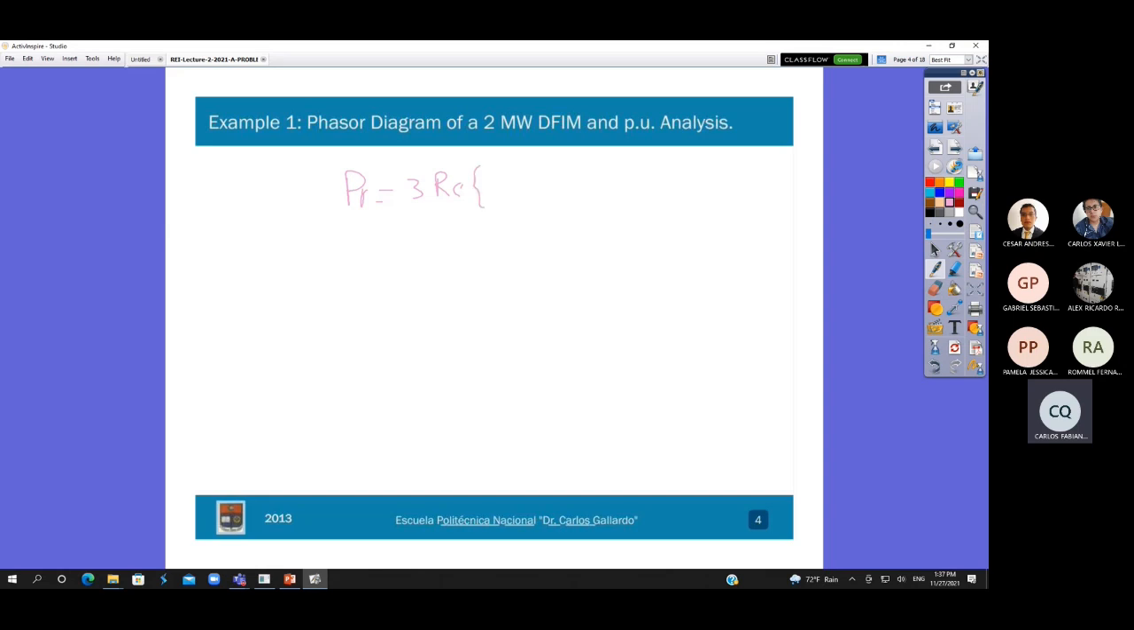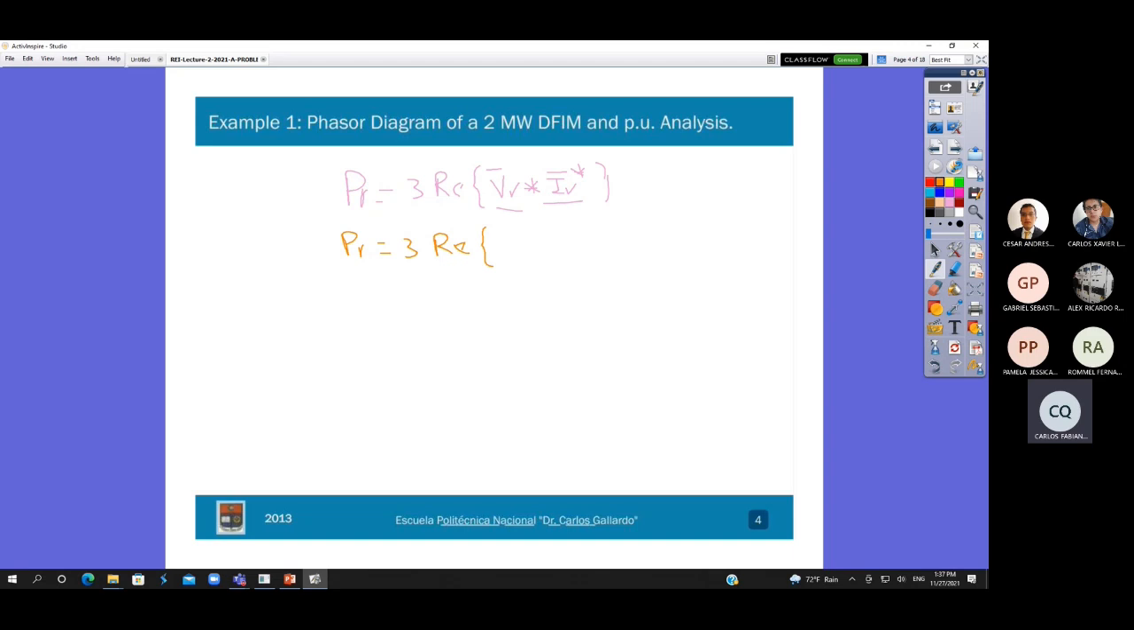Okay, I will have the rotor voltage times the conjugate of the rotor current. That is the way to compute the rotor active power. We have already computed these two phasors, right? So the rotor active power is equal to 3 times the real part.